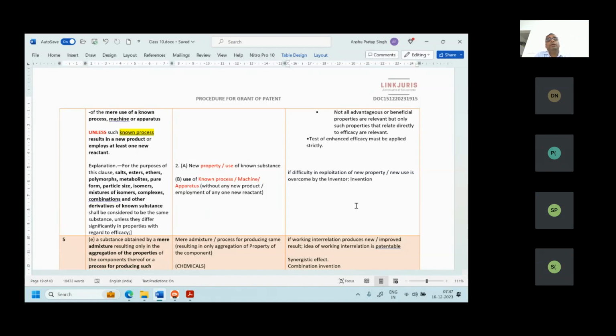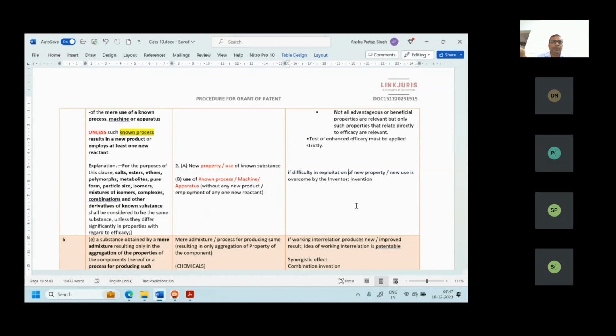Otherwise, it is not. Similarly, use of a known process, machine or apparatus is not considered patentable unless a new product is being obtained or a new reactant has been used in that process. So either the process, machine or apparatus results in a new product, or any new reactant is being used in the same process, then yes. Otherwise, you cannot get a patent.